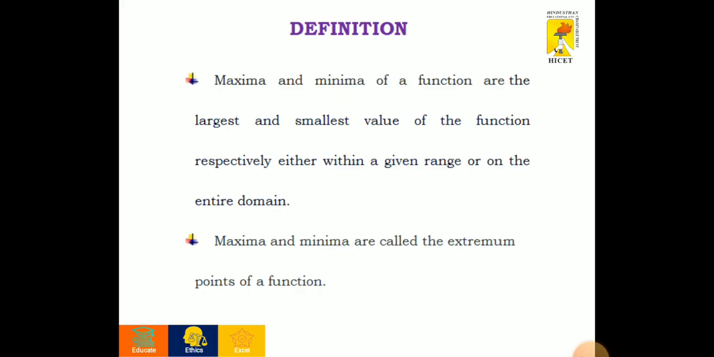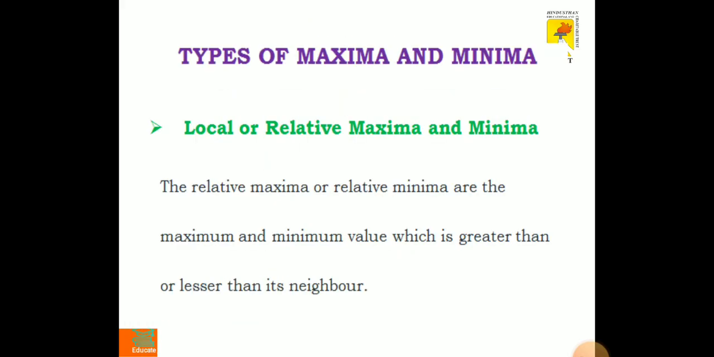Maxima and minima of a function are the largest and smallest value of the function respectively, either within a given range or on the entire domain. Maxima and minima are called the extreme points of a function.